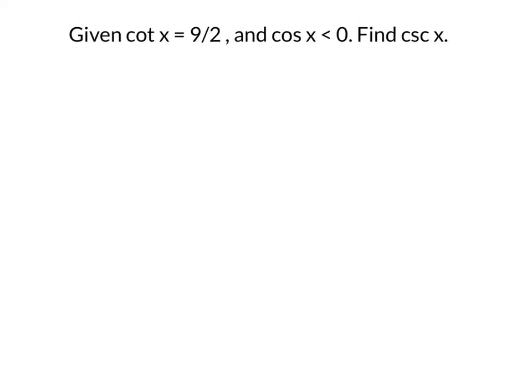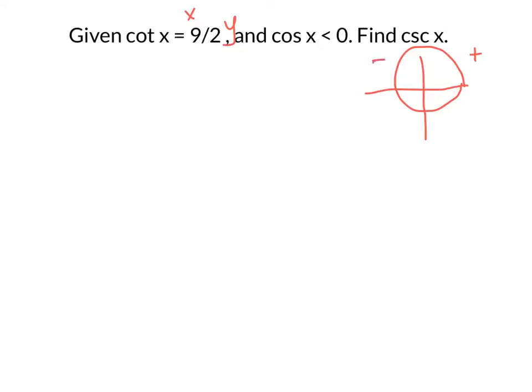So let's talk about this one here. We know the cotangent is 9 over 2. Once again, the cotangent is your x value over your y value. But we're told that the cosine is negative. Okay, so if we're looking at our unit circle, the cosine, or the x value, is positive here, negative here, and positive here, because these are where your x values are positive. To the right of the y-axis, they're positive. To the left of the y-axis, they are negative. So cosine is negative in the second quadrant and the third quadrant.